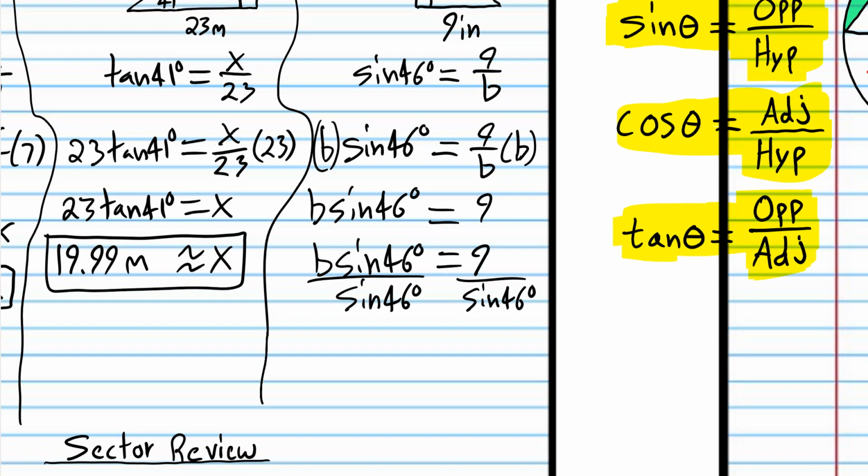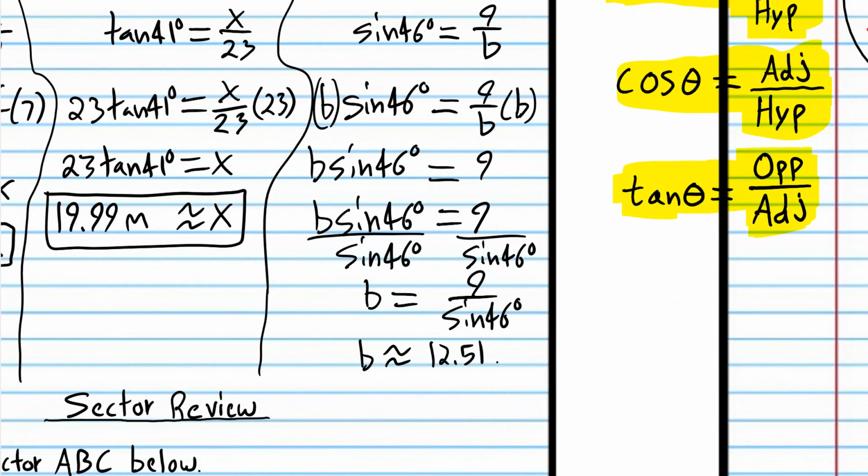And those sine 46's cancel out. We're left with b is equal to 9 over sine 46 degrees. And finally, b is approximately equal to, let me get our calculator out, 9 divided by 46 degrees, and then push the sine button, and then equals, and we get 12.51. So if you got 12.51, good job, and that is inches.